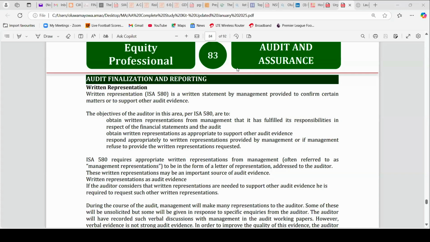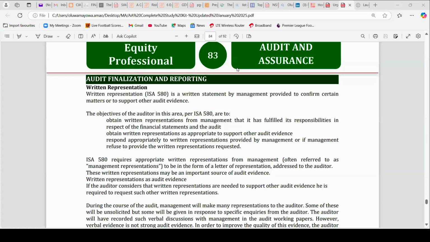Then there are situations where management might refuse to provide written representation. The standard also provides that the auditor should respond in such situations. So this is the whole essence of written representation. There is a guide to it.